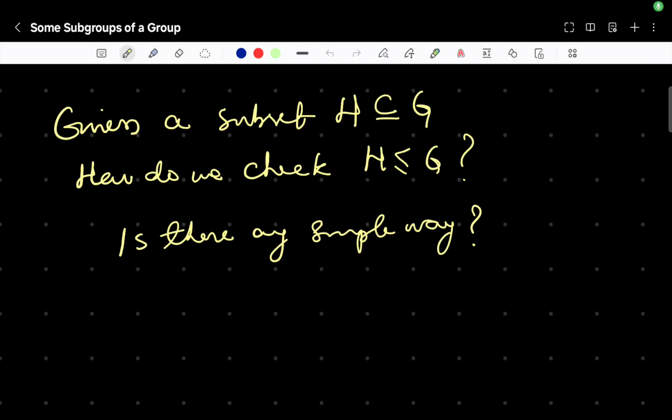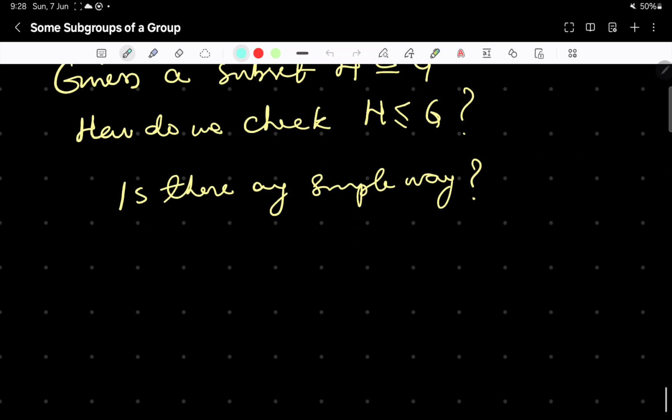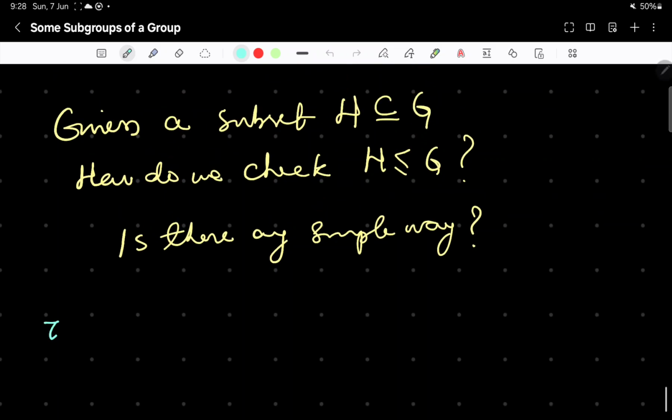So we were talking about subgroups. Now if you're given a subset H of a group G, how do we check H is a subgroup of G? Is there any simple way? We will answer this question by a theorem. This is called the one step subgroup test.